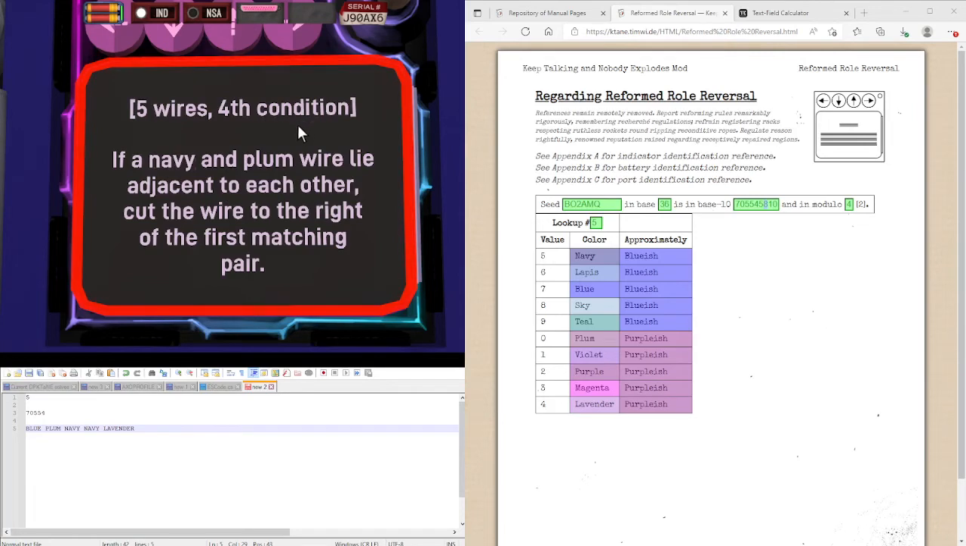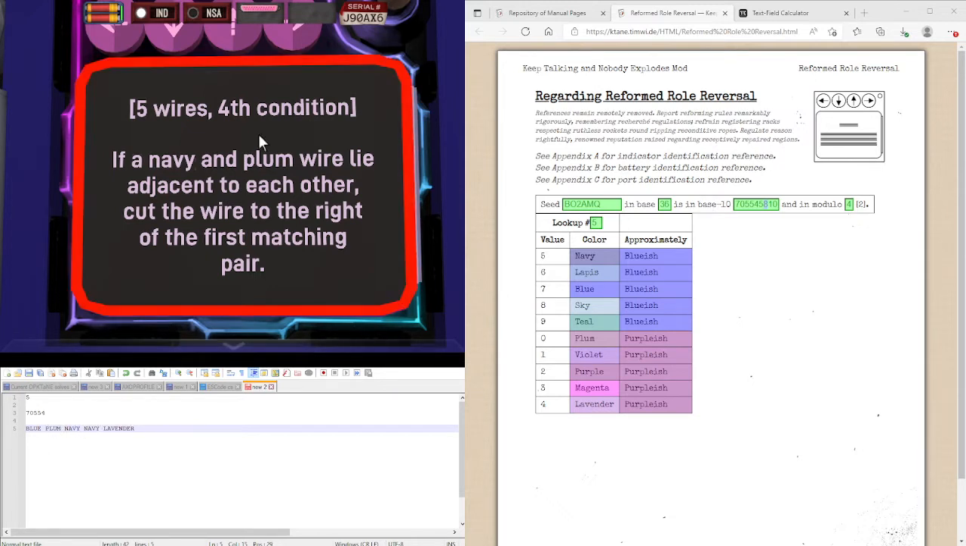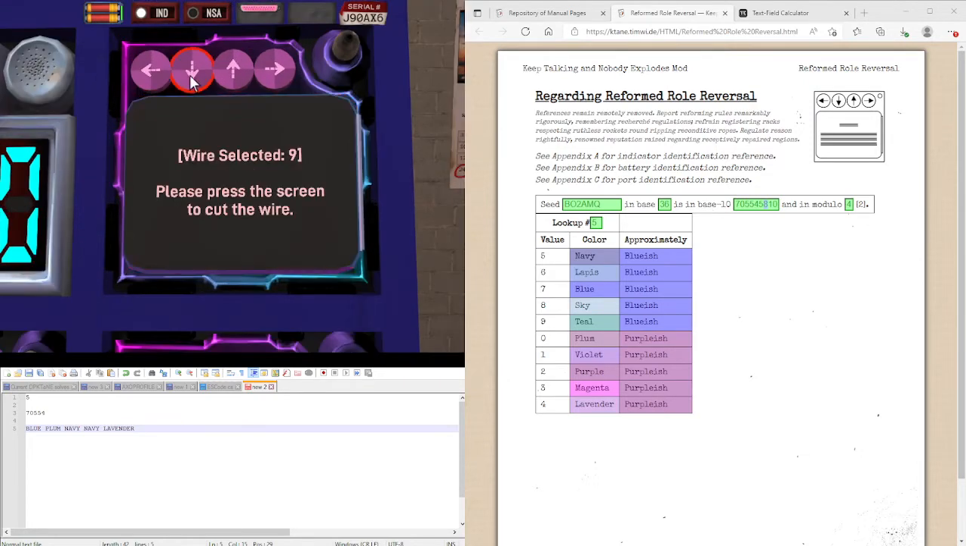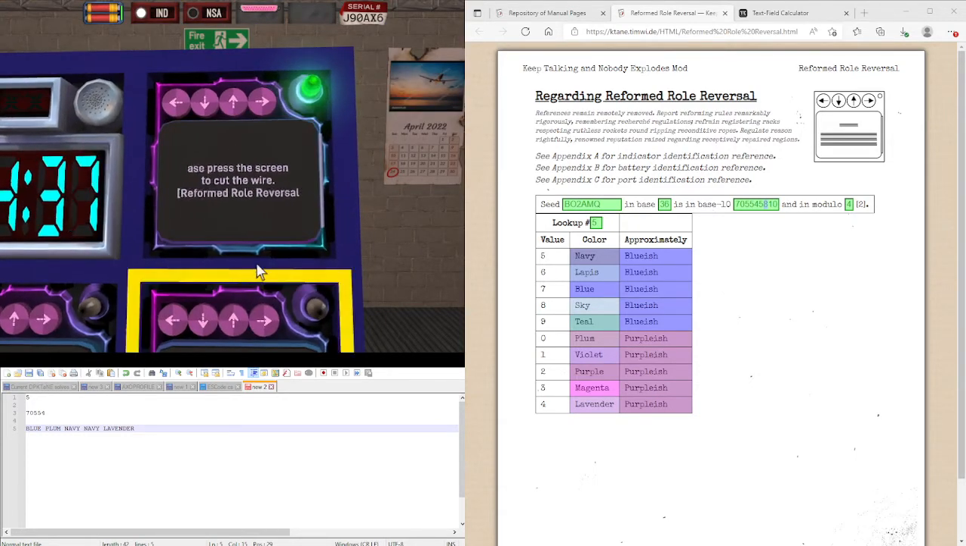If a navy and plum wire lay adjacent to each other, they do. Cut the wire to the right of the first matching pair. So the wire to the right of the first matching pair is going to be this one. So we can go to 7 mode, go to 4, and then press the screen to submit.